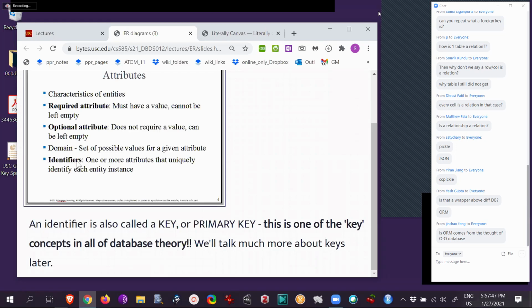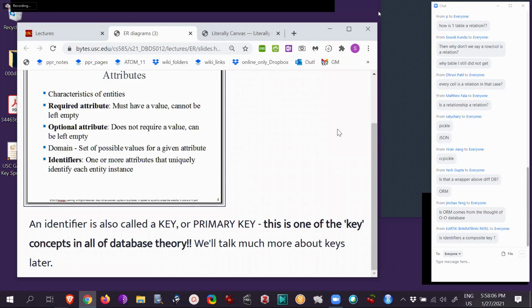Key, identifier, primary key, they all mean the same thing. That is one thing that absolutely cannot repeat for different rows. If a book has a book number called an ISBN number, every book published in the world, especially in the US, would have a 10 or 13-digit ID called an ISBN number. That is like the primary key for that book.